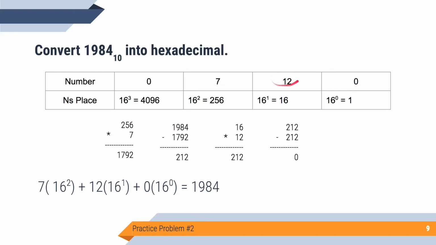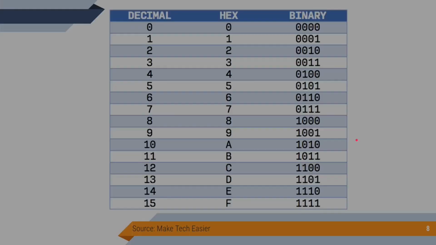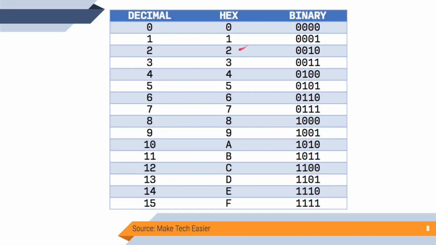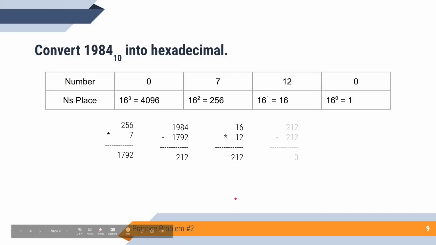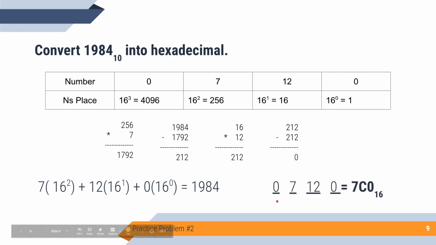However, there is no 12 as a single digit in hexadecimal, and if there is, it represents something completely different. We look back to our chart: 0, 1, 2, 3, 4, 5, 6, 7, 8, 9, A, B, C, D, E, and F. So what would we do in the case of 12? In that case, we rewrite it as 0, 7, C, 0, because A is equal to 10, B is equal to 11, and C is equal to 12. So our answer to this question is 7C0 base 16.